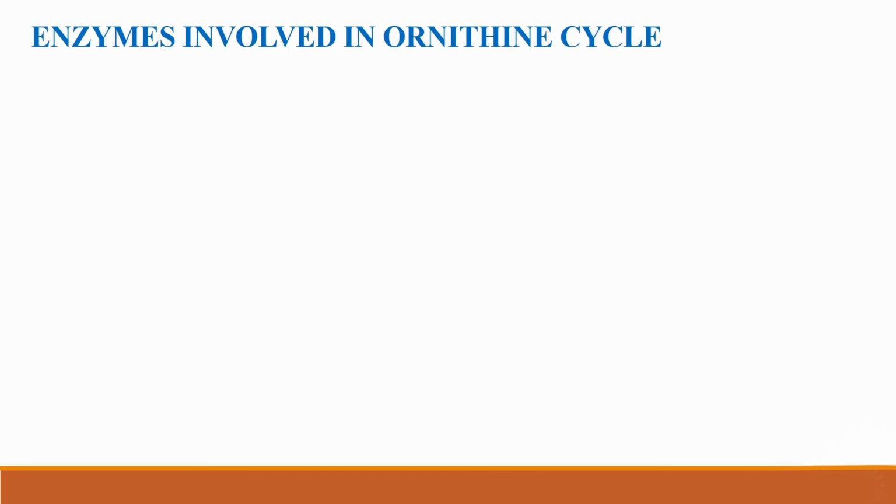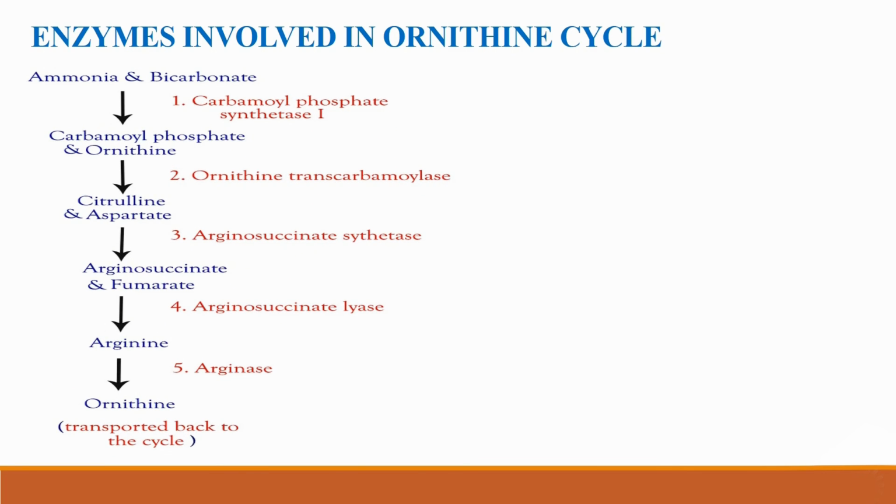Enzymes involved. Carbamoyl phosphate synthetase 1 converts ammonium and bicarbonate into carbamoyl phosphate. This is the rate limiting step in the urea cycle. This reaction requires 2 ATP and occurs in the mitochondria. Ornithine transcarbamylase combines ornithine and carbamoyl phosphate to form citrulline. It occurs in the mitochondria.